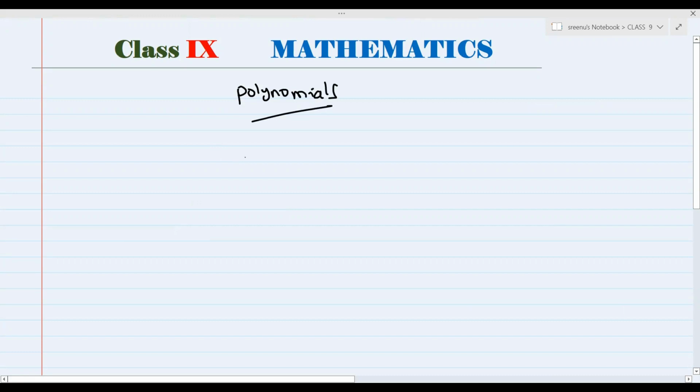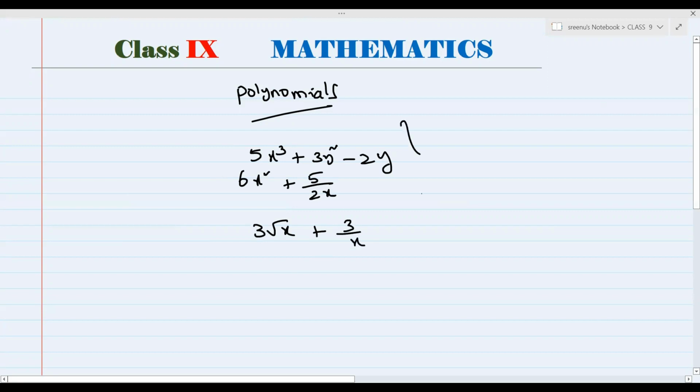A polynomial is an algebraic expression containing a variable which has non-negative integral powers. That means the exponent of the variable should not be a negative power. I will write here 5x cube plus 3y square minus 2y. This is one example. 6x cube plus 5 by 2x and 3 root x plus 3 by x. So I wrote some examples here.